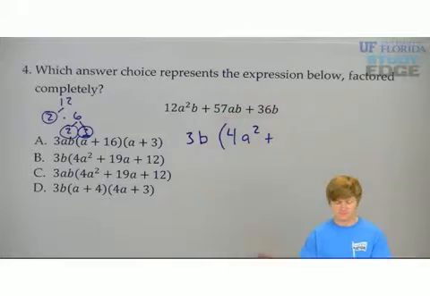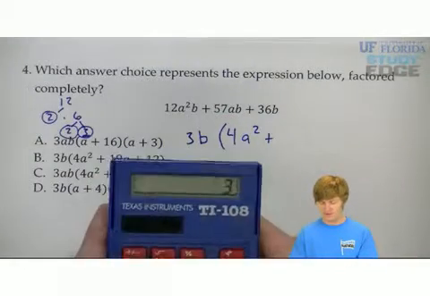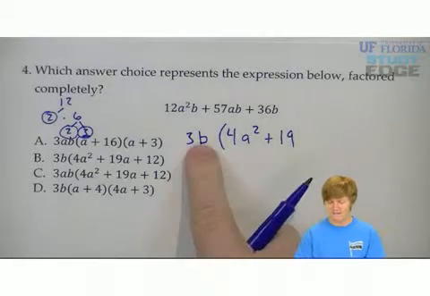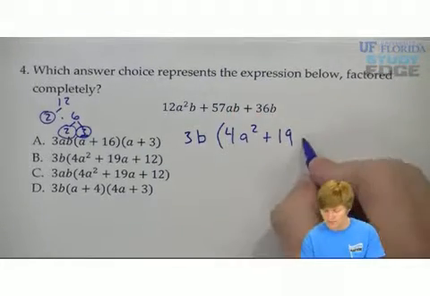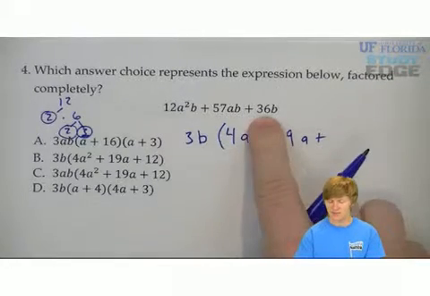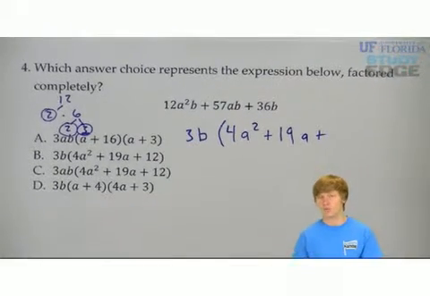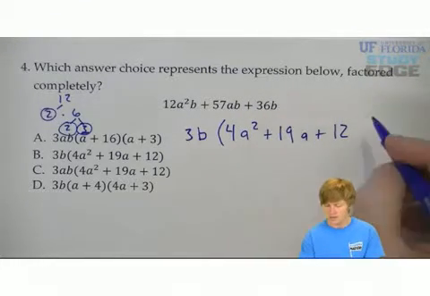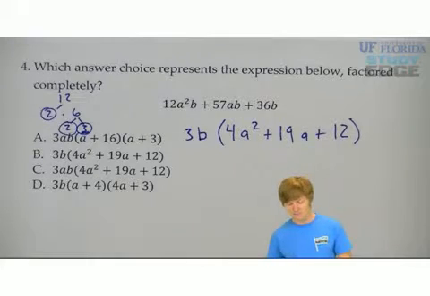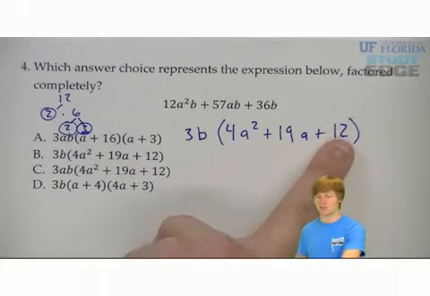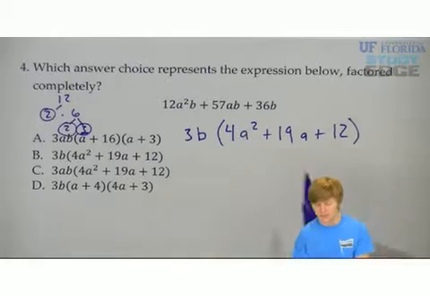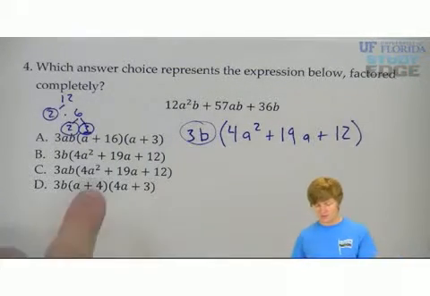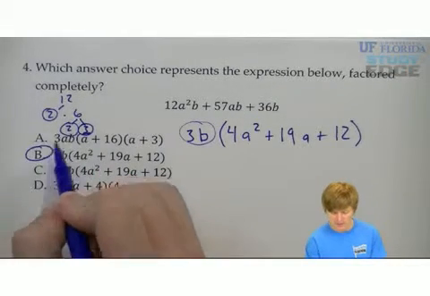For 57, when we divide by 3 we're left with 19. So 19 is my coefficient, and I factored out the b, so the b goes away, and I'm just left with a. And last but not least, 36 divided by 3 is 12, so 12 is my coefficient, and the b is gone. 4a squared plus 19a plus 12 goes on the inside of my parentheses, because I factored out this 3b. Looking at my answer choices, that looks like answer choice B.